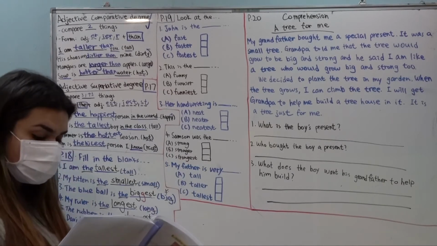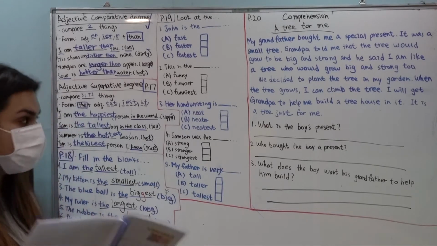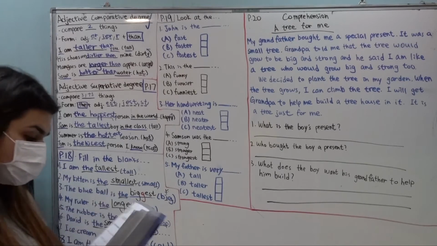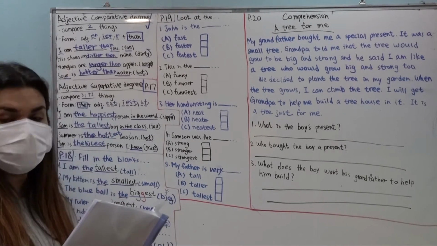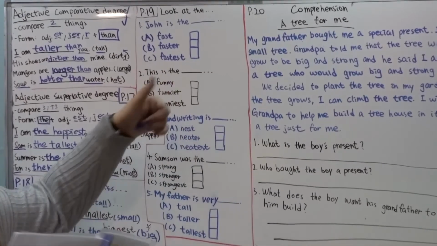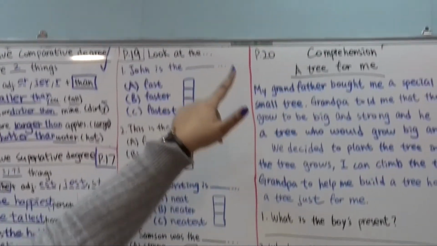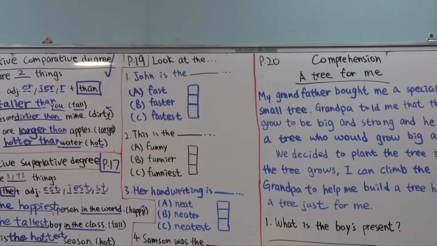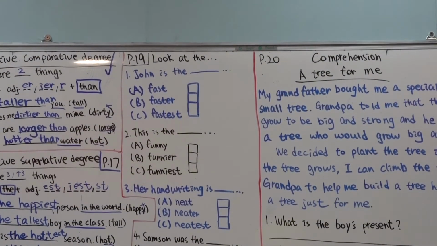So number 1. John is the what runner in the team? So John, one person, right? The team. Do you know what a team is? A team is a group of people. So if you know a team is a group of people, it means there are many people, right? It can be many people. So for more than 2 people, for more than 3 people, right?